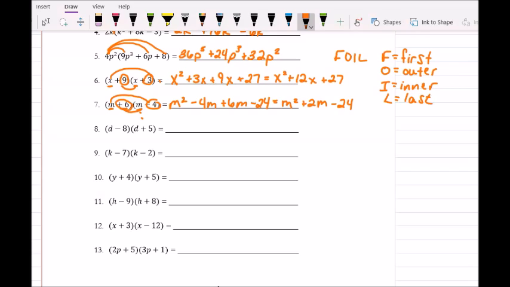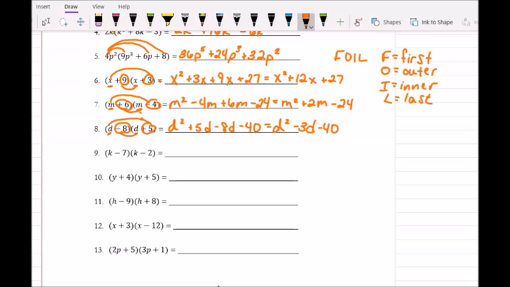Okay, number 8. First would be d times d is d squared. Outer, d times 5 is 5d. Inner, negative 8 times d is negative 8d. And last, negative 8 times positive 5 is negative 40. And then go back and combine the two middle terms. So keep the d squared, positive 5 with negative 8 makes negative 3d, minus 40.